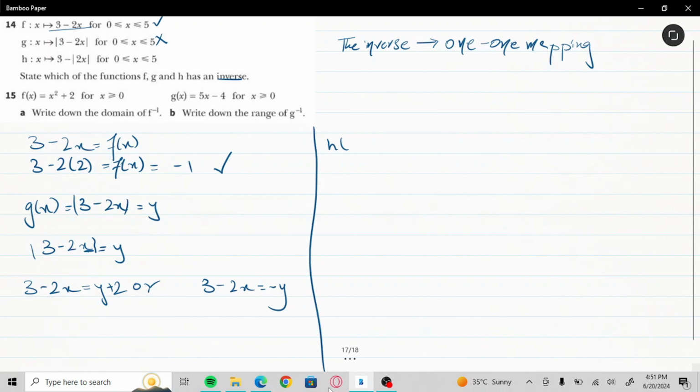For h(x), however, we have 3 minus 2x, and in order to open 3 minus 2x, it's simple. We just say, for example, it's equal to 1.